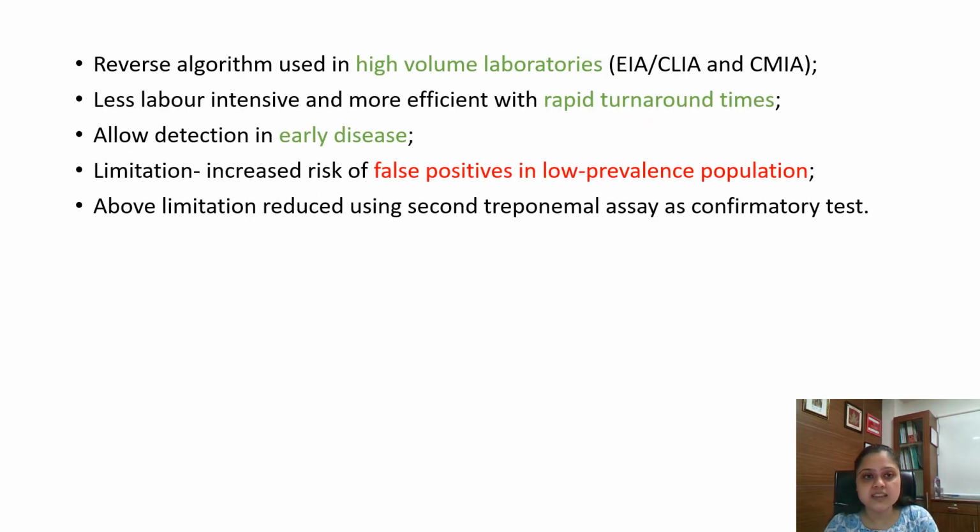Now, let us see the benefits of the reverse algorithm. This is very much beneficial in case of high-throughput laboratories, and it is less labor intensive and more efficient with rapid turnaround times. It allows the detection in early disease. However, the only limitation is the false positive in low prevalence population. However, we can overcome this limitation using a second treponemal assay as the confirmatory test.